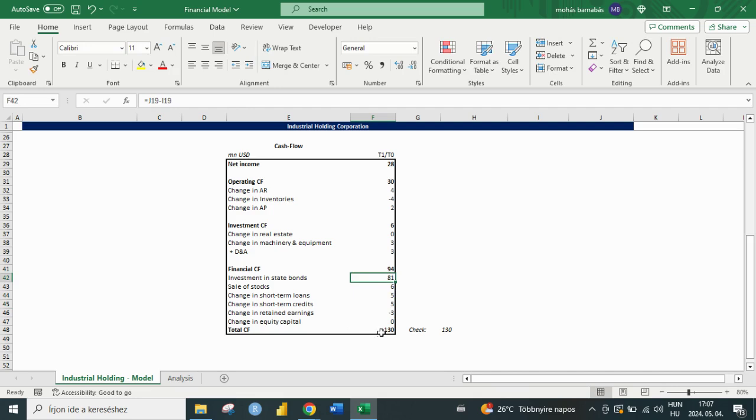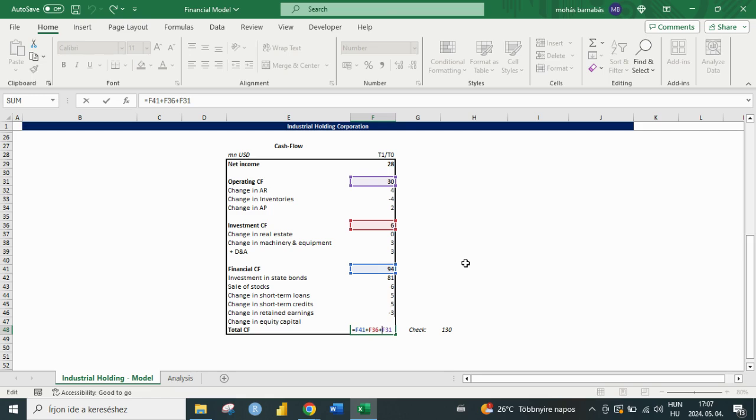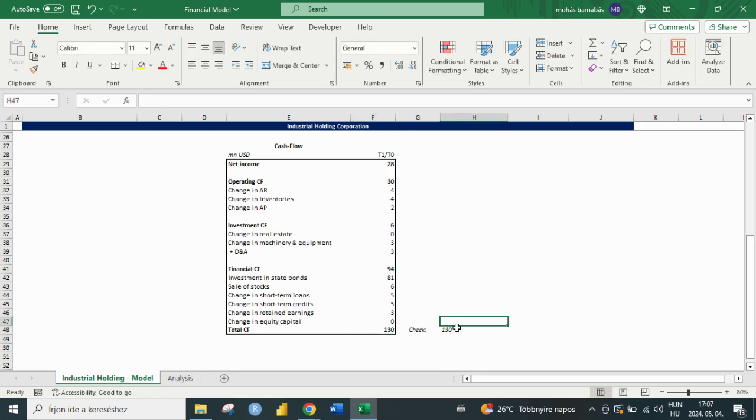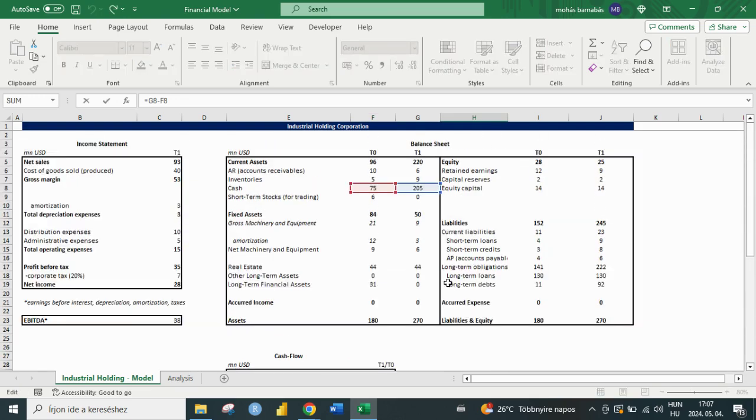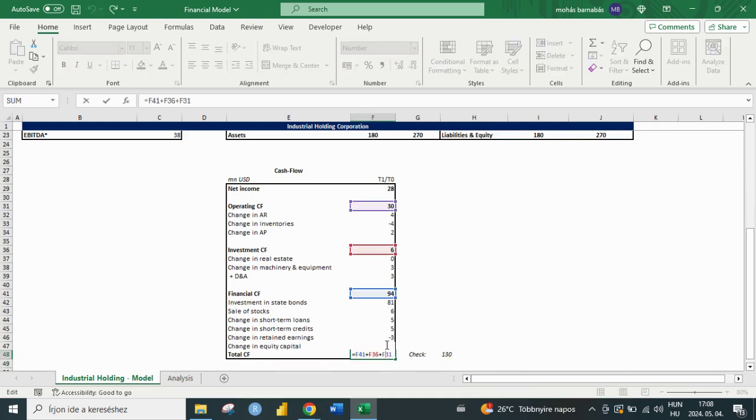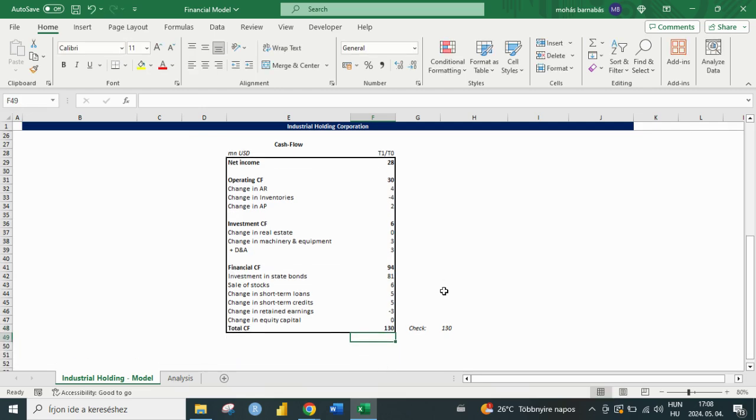And if you want to see the total cash flow of the company, then we simply add up the operating, the investment, and the financial cash flows. And what's this check here? This means that this 130 can be proved by the changes regarding the cash in the balance sheet. The cash amount grew in the last year by 130, and it is the same if we add up the financial, investment, and operating cash flow. So this is how you have to imagine a simplified cash flow statement of the company.